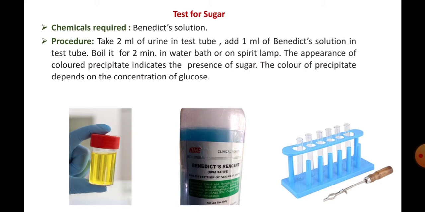We have to take 2 ml of urine in a test tube and add 1 ml of Benedict's reagent. So Benedict's reagent is the one that is used to determine sugars. After adding Benedict's reagent, we have to boil it for about 2 minutes. And then we have to see the color change. So now let us see how this test is performed and then we'll discuss the observation and the result.